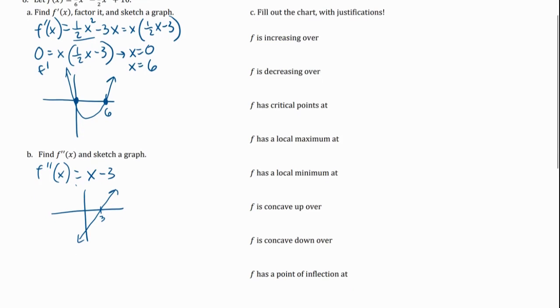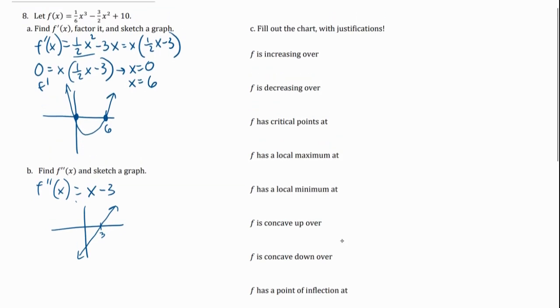All right, so where is f increasing? f is increasing when f prime is positive. So that is going to be from negative infinity until we hit 0. You'll notice that that is when f prime is above the x-axis. Likewise, f prime is above the x-axis from 6 to infinity. So that is where f is increasing because f prime is positive. Remember, f prime being positive means the slope of f is positive. If the slope of f is positive, then f is increasing.